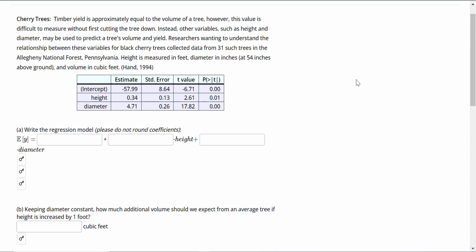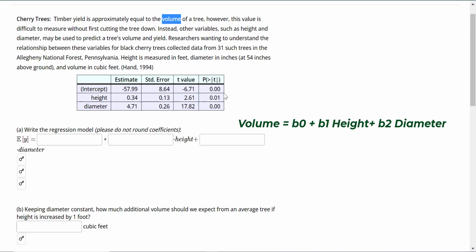Okay, let's do question 1 from homework 9. This is about a multiple linear regression where we want to predict the volume of a tree based on two other variables. One of them is height and one of them is diameter. So similar to what we had in simple linear regression, our response, which is volume, would be equal to intercept b0 plus b1 times height plus b2 times diameter.